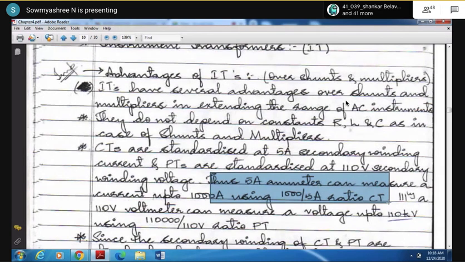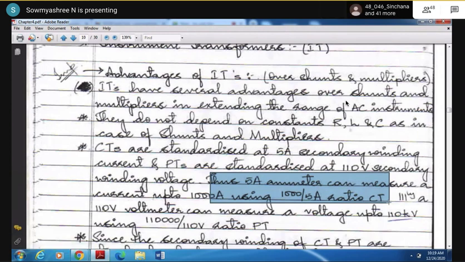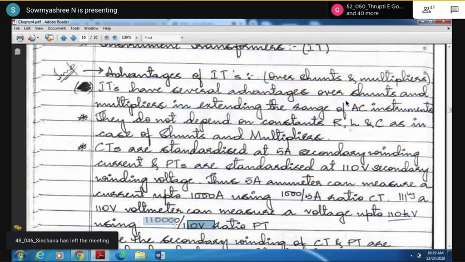Similarly, for the potential transformer, as I told you, it is standardized at 110 volts on its secondary side. If you purchase a PT with a ratio of 110 kV by 110 volts, using this small range, that is 110 volts PT, you can measure voltage up to 110 kV.